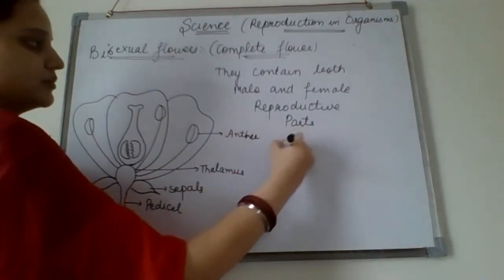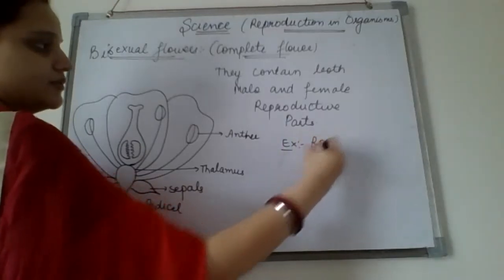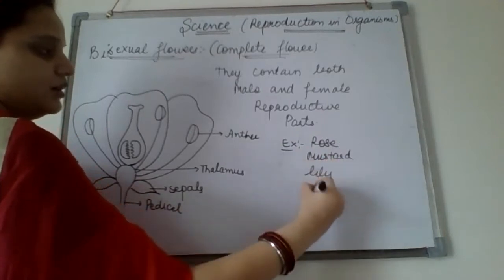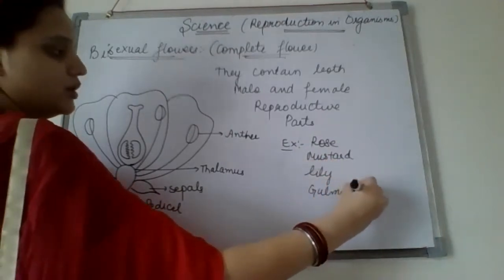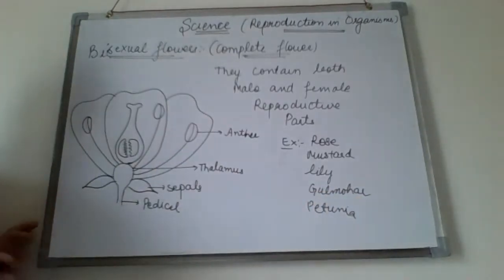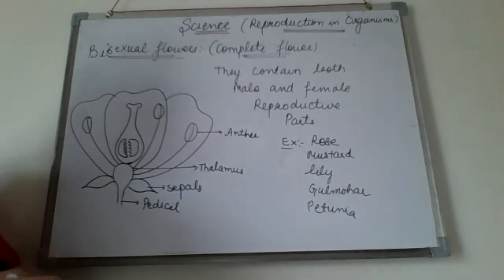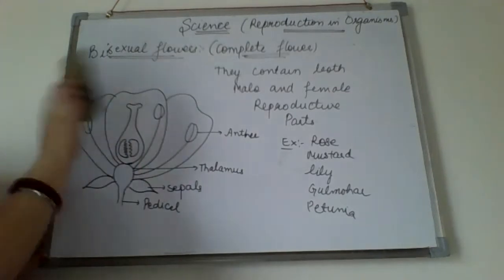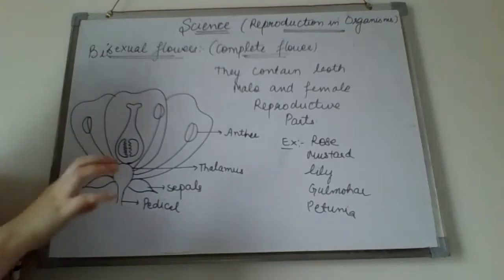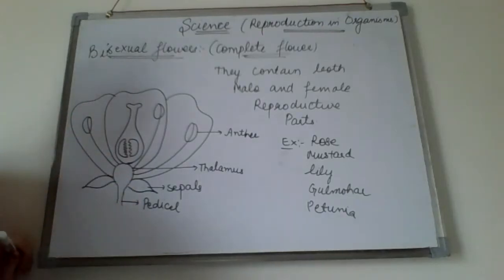So there are various examples. They include rose, mustard, lily, gulmohar, petunia, and so on. Right? So these are the various examples of the complete flowers that bear both the reproductive parts, the male part and the female part. Okay? So this is about the flowers, right? Unisexual flower and the bisexual flower.